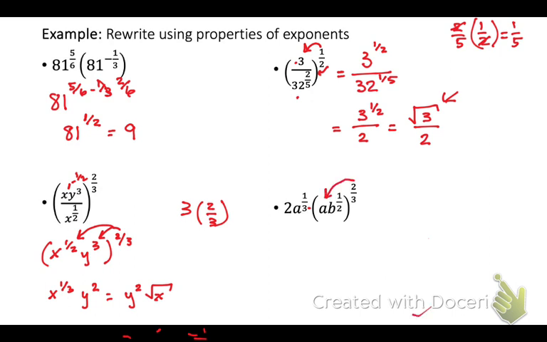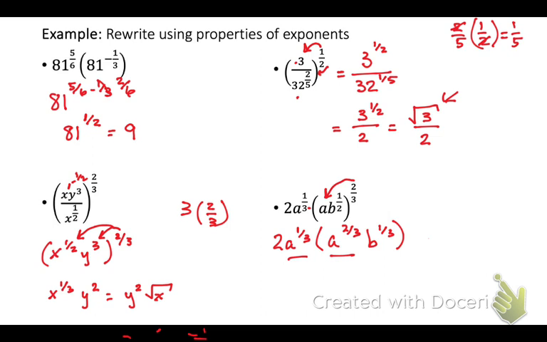So I'm going to have 2a to the 1/3 times a to the 2/3 and b to the 1/3. Now I can do my multiplication, yes? And only common bases can be combined, because they have to be like terms. So what would I do with my exponents on these two? It's multiplication, so I add them.